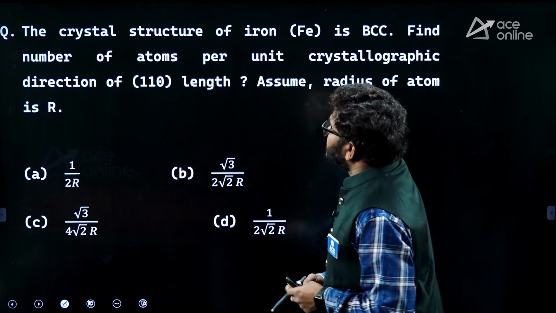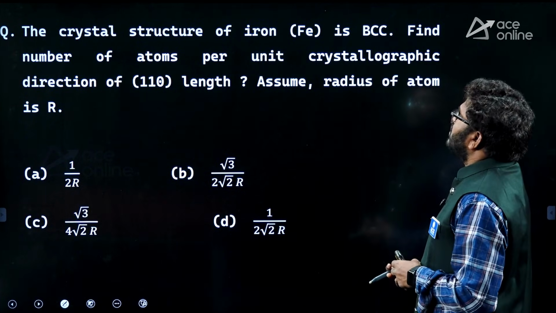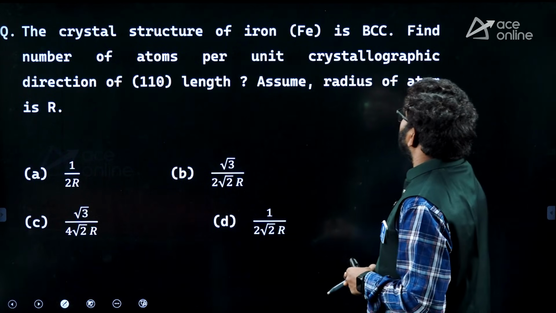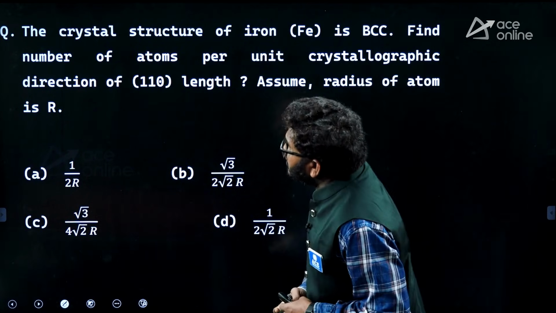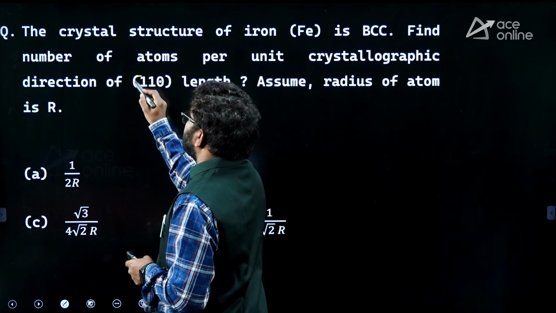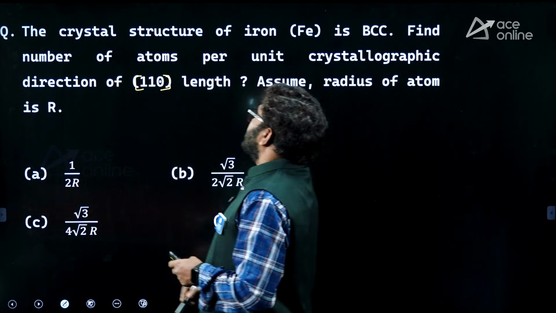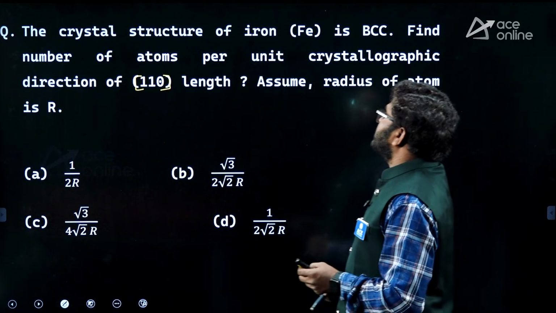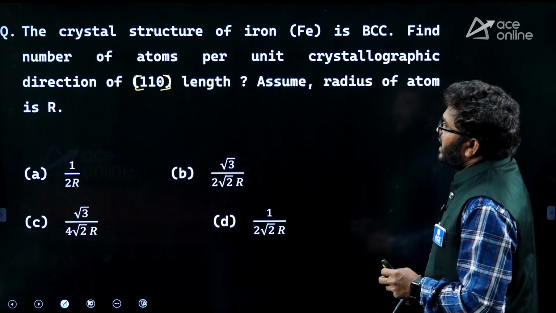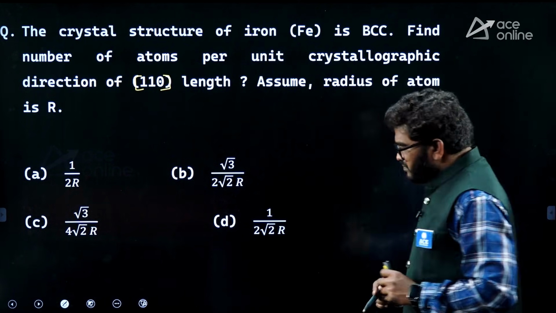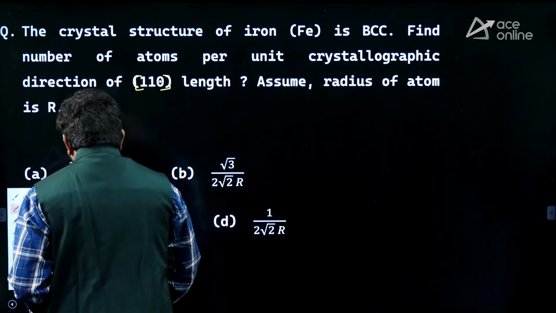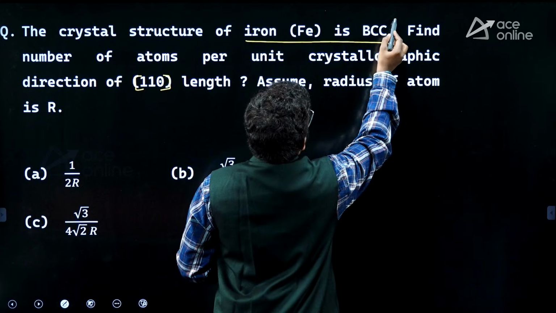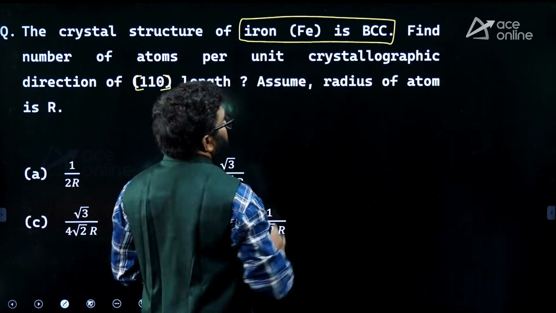See, the crystal structure of iron is BCC. Find the number of atoms per unit crystallographic direction. Remember, in this case, they are asking about direction. Number of atoms per unit crystallographic direction in the 110 length. Assume the radius of the atom is r. Now, listen, in this case, iron is BCC. This data is given.